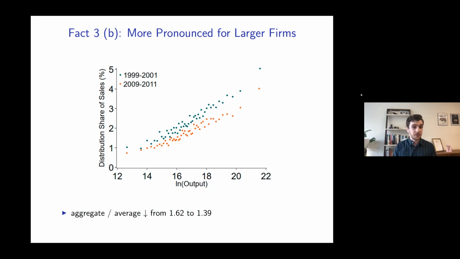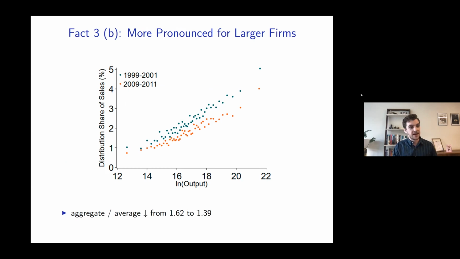There are a few things to note. The first is that for any given level of output, the distribution share is lower in the later period. So this is within plant size group. It's being driven by within plant size changes. And secondly, it actually declined more for larger plants in particular. You can see the gap is increasing the further out you go to the right. A simple summary statistic to capture this trend is the ratio of the aggregate distribution share of sales to the unweighted average, which fell from around 1.6 in 2000 to 1.4 in 2010.